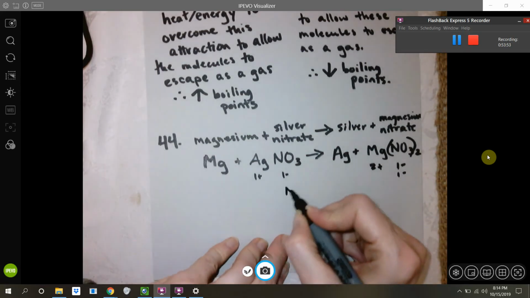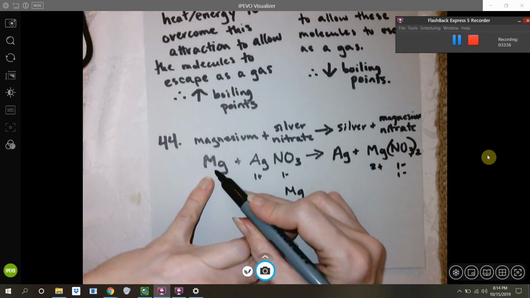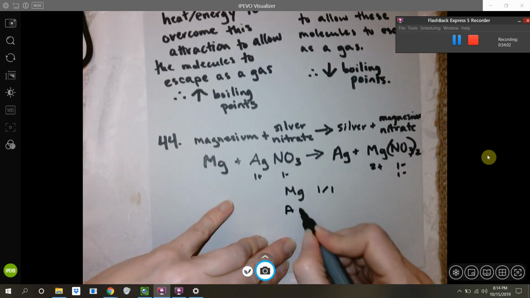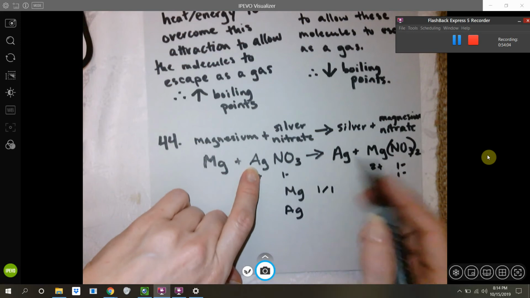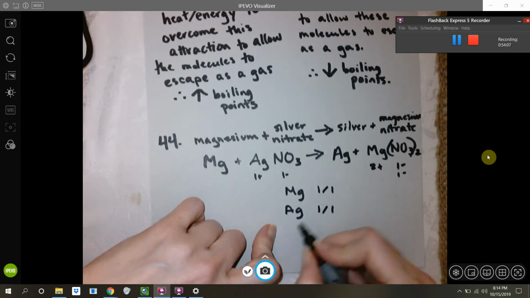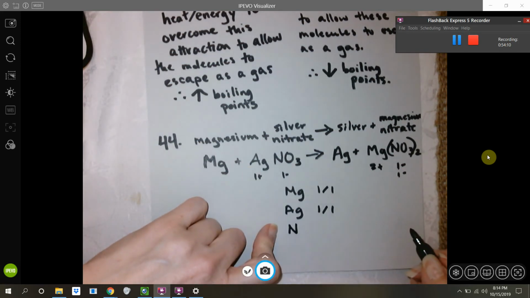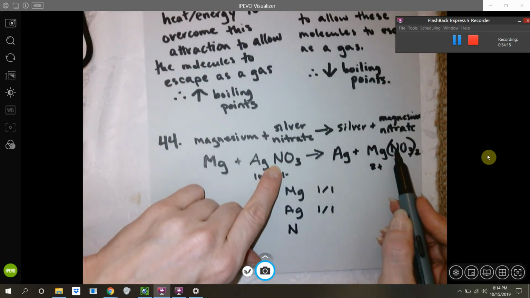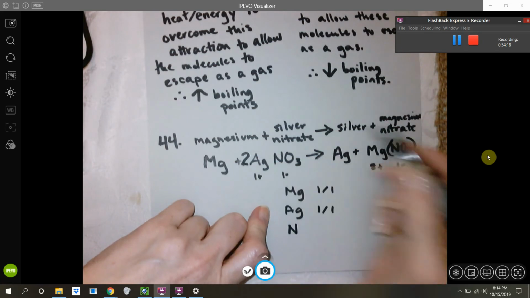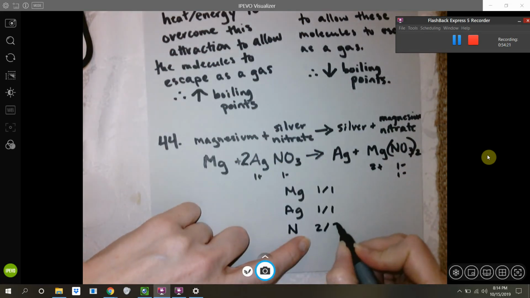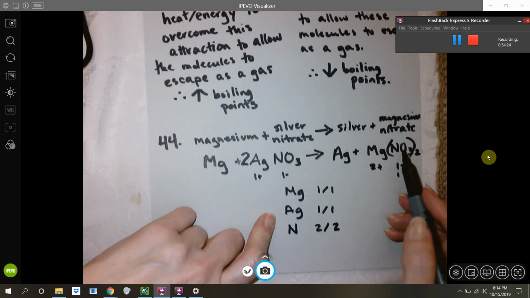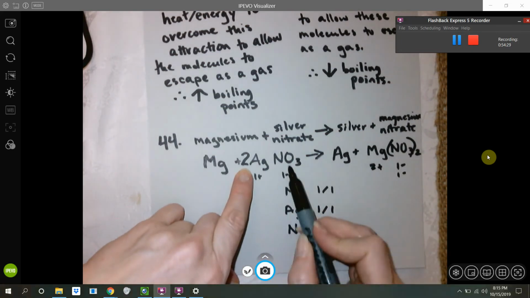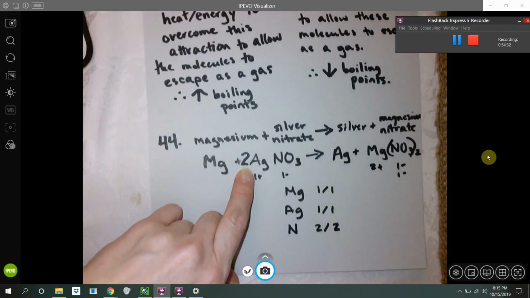So magnesium, we have 1 over here and 1 over here, so we're okay. Silver, we have 1 on the reactant side, 1 on the product side, we're all right. Let's look at nitrogen, or we could look at NO3 altogether. We have 1 nitrogen over here and 2 over here, so we are not in balance. Let's put a 2 in front to balance that out. So now we have 2 and 2. Right, there's 1 in each group. There's 2 groups. There's 2 from over here. And now there's 2 of these compounds, 2 nitrogens. Let's look at oxygen.